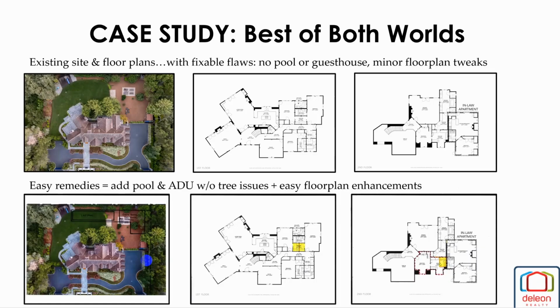So these are the problems with it, and this is kind of the stuff that I do, going through the process. Looking at the existing site plan, that's the first floor, that's the second floor. It's got a great site plan. The trees are not in the way. You have a lot of optionality where you can do a swimming pool, or other things.